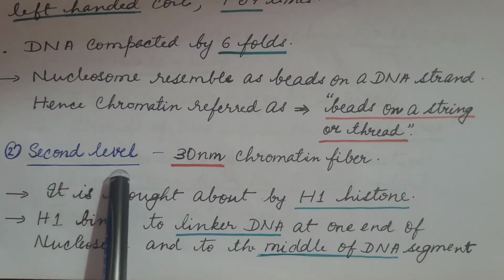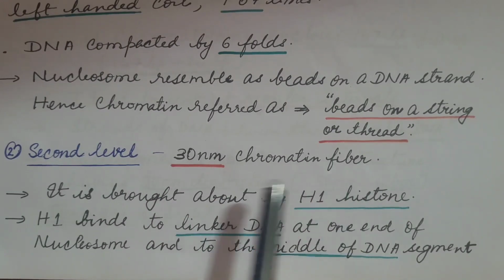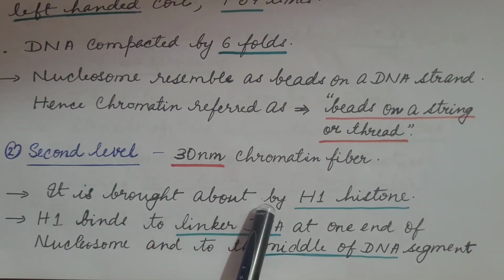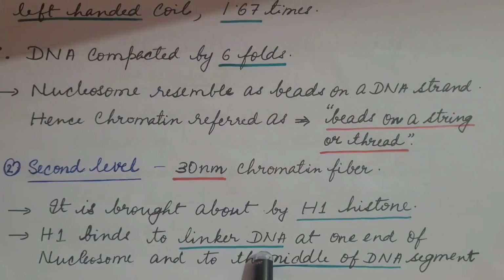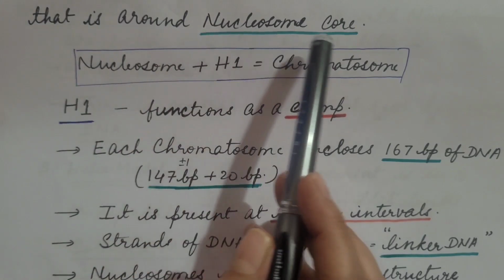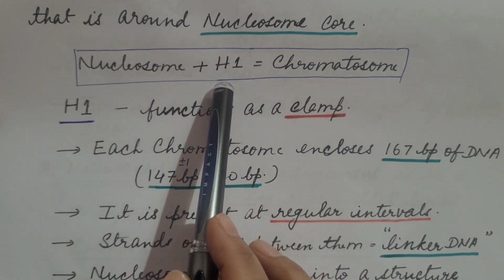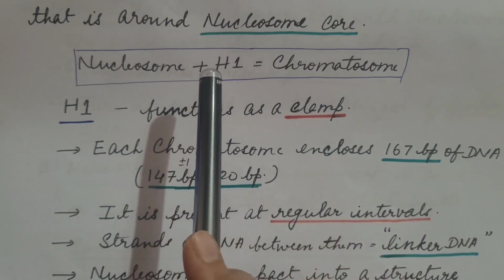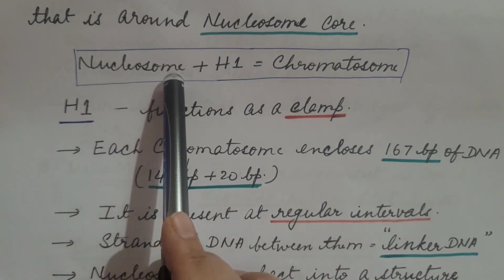Now the second level of packaging of DNA is known as 30 nanometer chromatin fiber. It is brought about by H1 histone. H1 histone binds to linker DNA at one end of nucleosome and to the middle of the DNA segment that is around nucleosome core. So nucleosome along with H1 histone is known as chromatosome. Hence, H1 histone is not the part of nucleosome core.